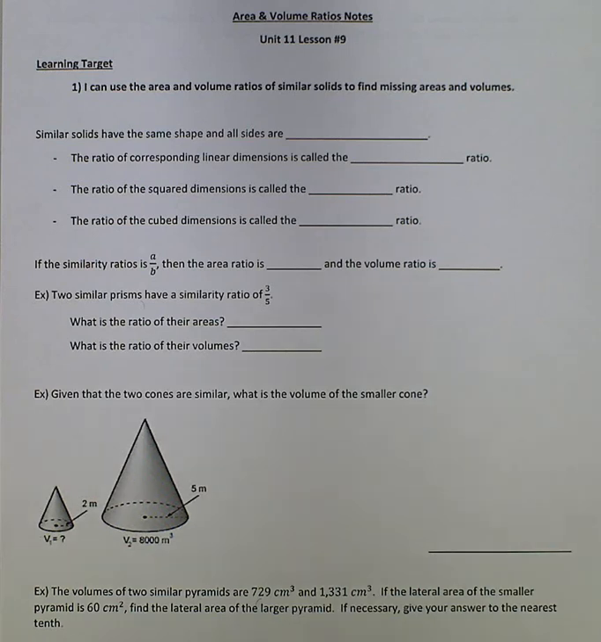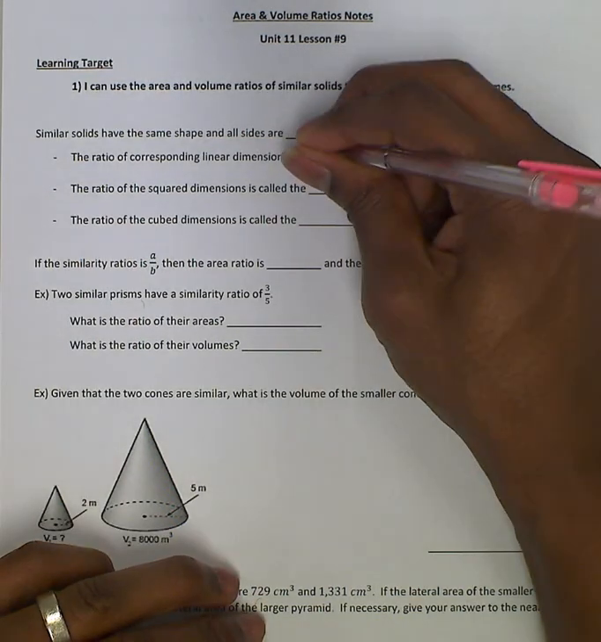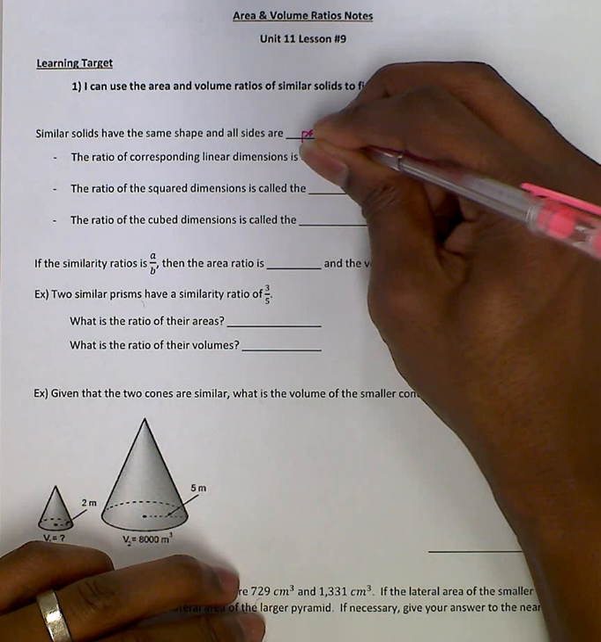Today we're going to talk about area and volume ratios. At the end of this video, you should be able to use the area and volume ratios of similar solids to find missing areas and volumes. Okay, similar solids have the same shape and all the sides are proportional. Okay, that means that they have the same factor.